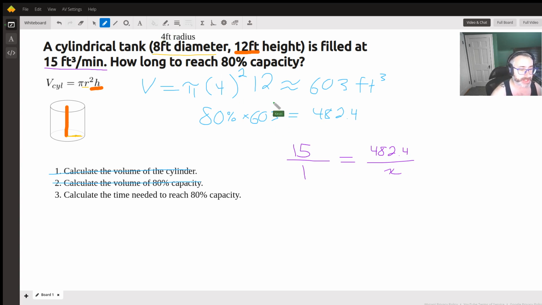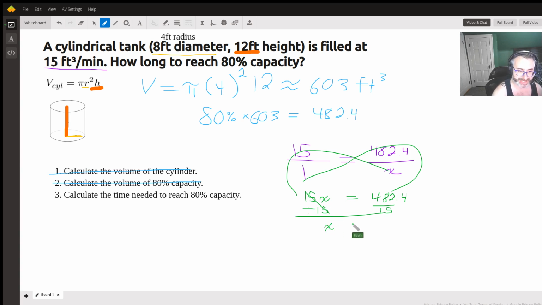We can use the strategy of cross multiplication. So x times 15, we've got 15x is equal to 1 times 482.4, which is 482.4. And now we've got this lovely little pre-algebra problem solving for x. We can divide both sides of the equation by the coefficient, divide both sides by 15. So 15x divided by 15, the 15s cancel into an invisible 1, and we have just x. And then we've got x is equal to 482.4 divided by 15.